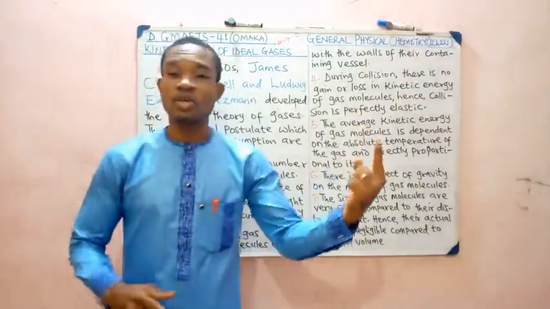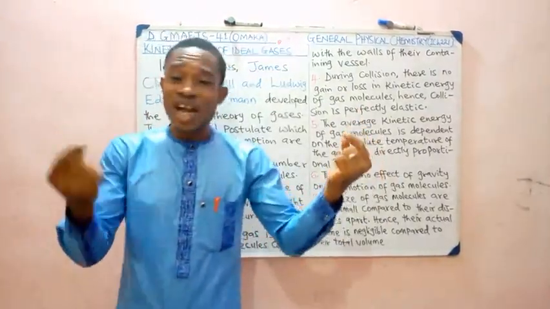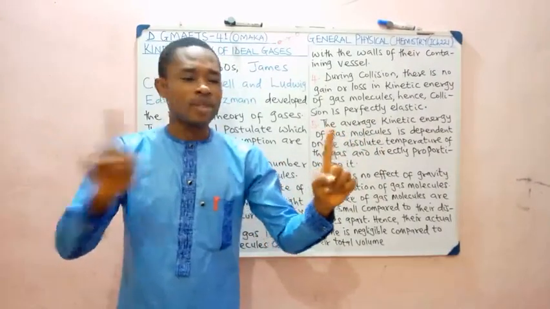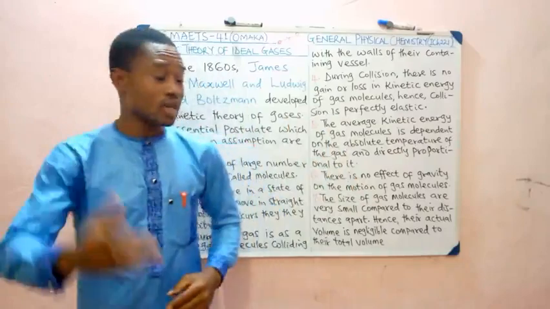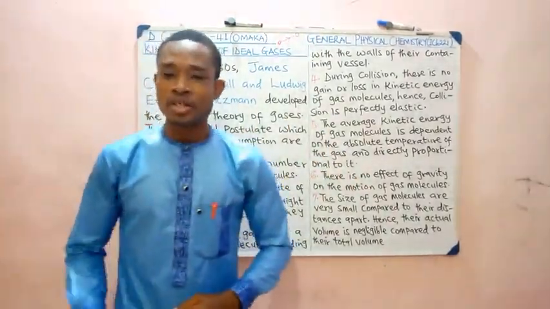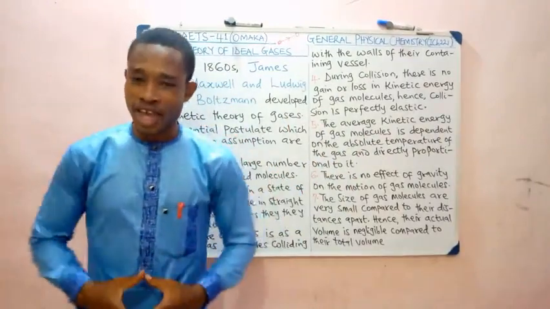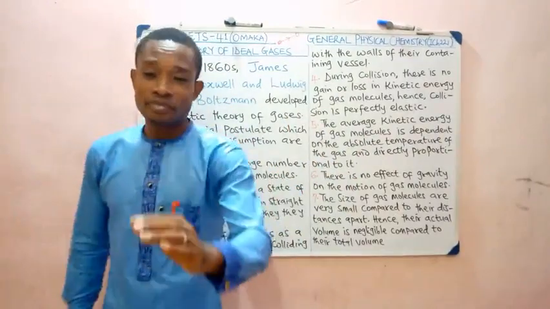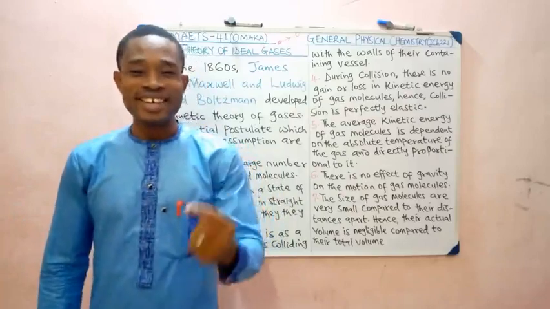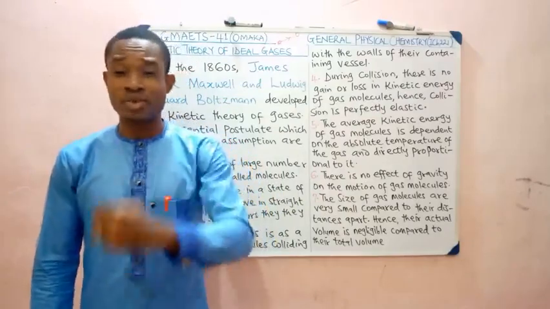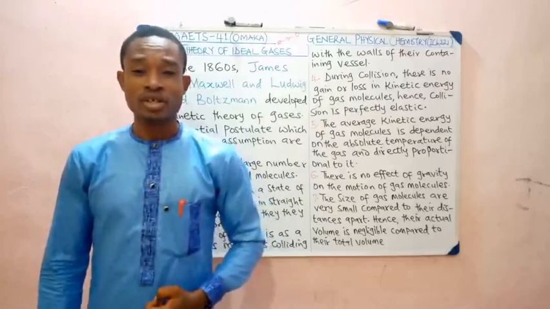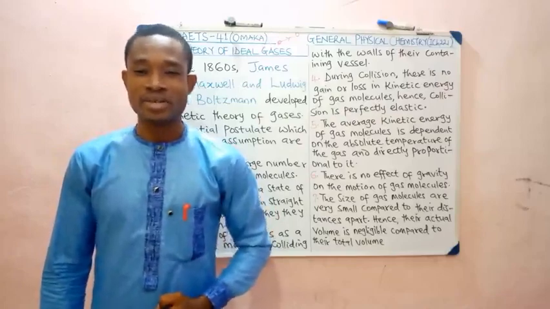So if you have a gas molecule, you have another one here. The size of these gas molecules is very, very small when you compare it to their distance apart. And of course, that is responsible for why their actual volume is negligible compared to the total volume of the gas. In the next video, we introduce the derivation of the kinetic gas equation of ideal gases. That is the pressure of an ideal gas.